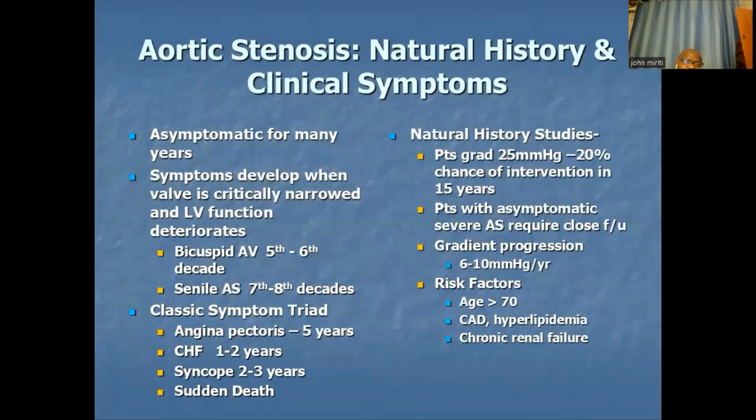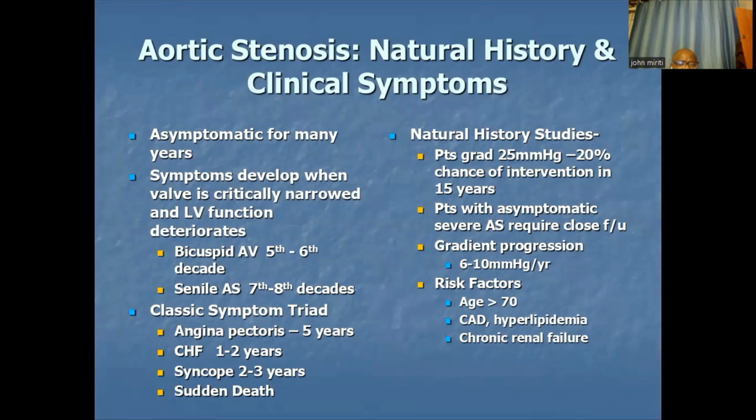Bicuspid aortic valve presents in the fifth and sixth decades, and senile calcific disease in the seventh and eighth decades. That's the type: bicuspid happening in the 50s and 60s, and senile in the 70s and 80s.